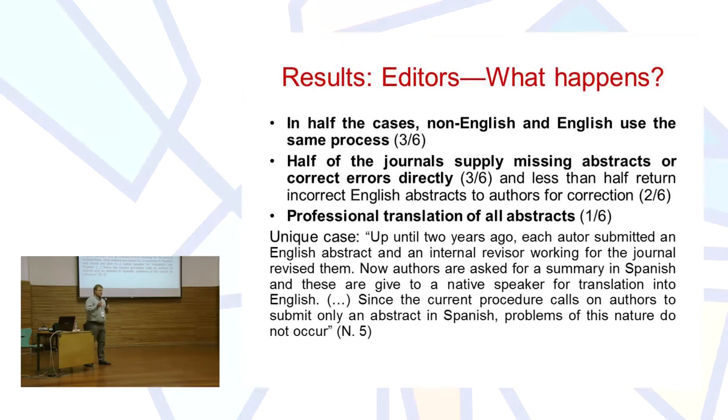The editors were asked the question: what happens when there's an incorrect or an absent abstract? What happens? Okay, and these conclusions I think are quite interesting. In about half of the cases, let me just go down to the second one, half of the journals themselves, remember, without the help of the publishing house, provide the missing abstracts or correct the missing abstracts. So they're doing this in-house.